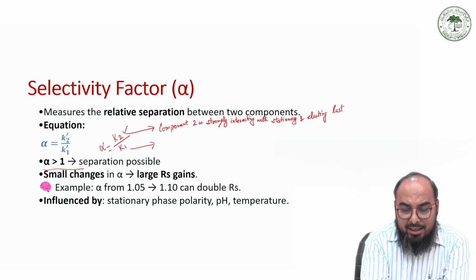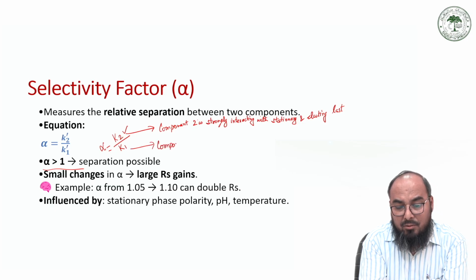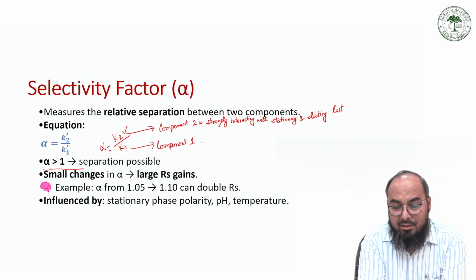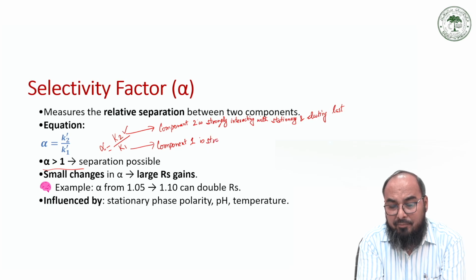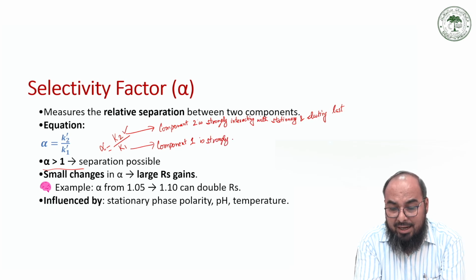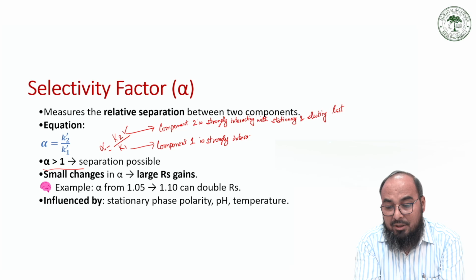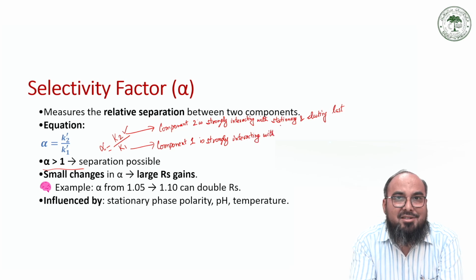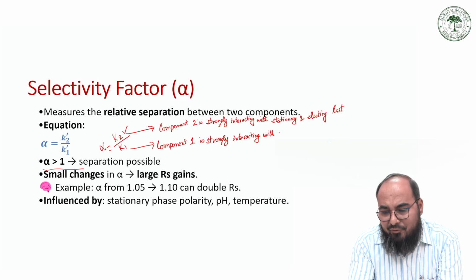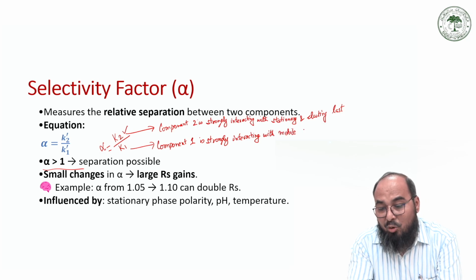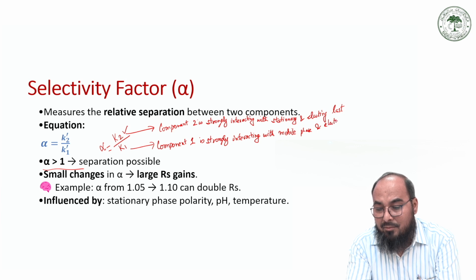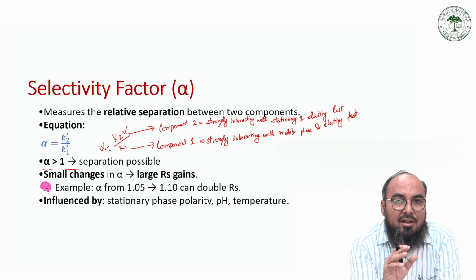Similarly, k1 implies that component 1 is strongly interacting with the mobile phase and eluting fast. That is how you define the selectivity factor for a two component system.